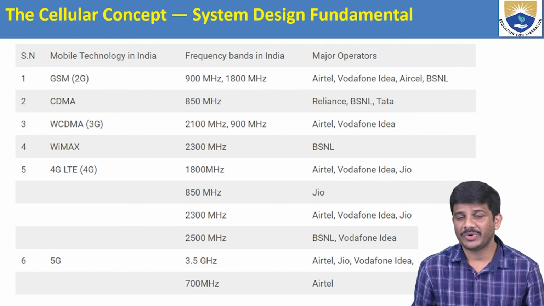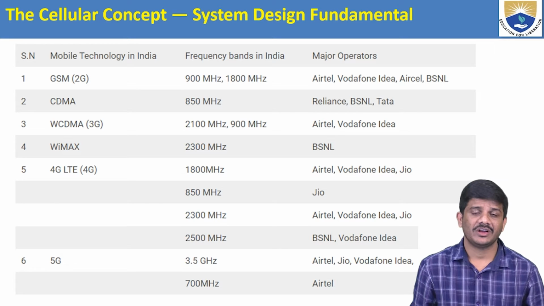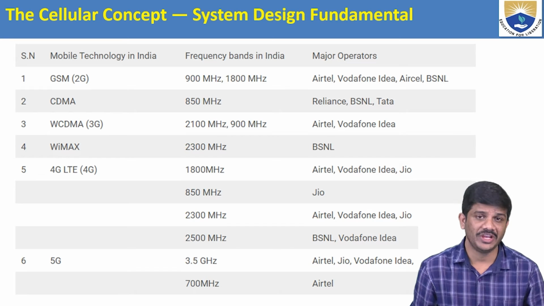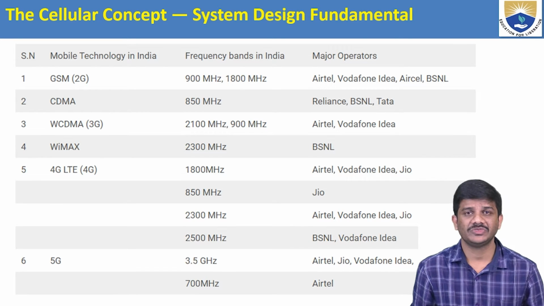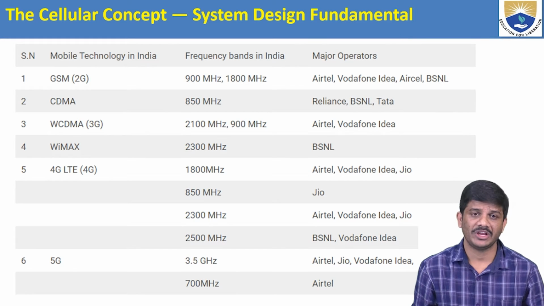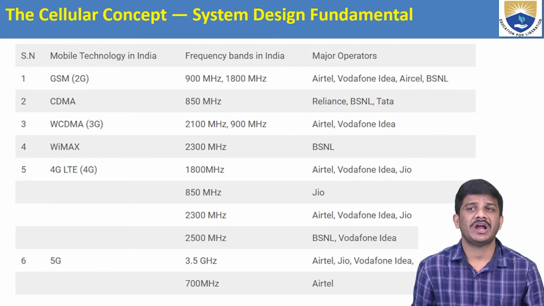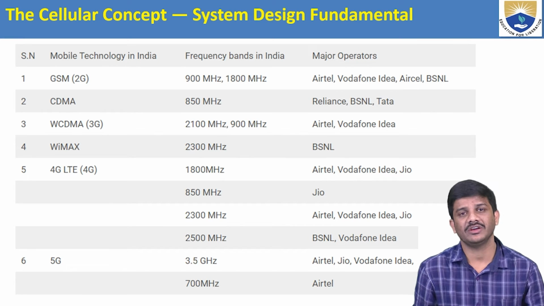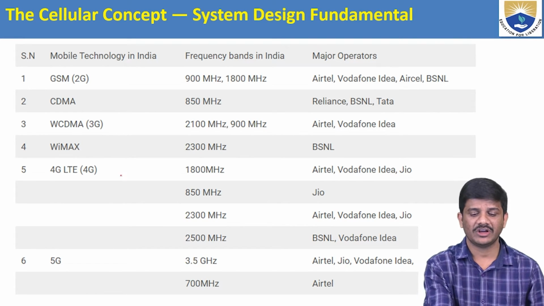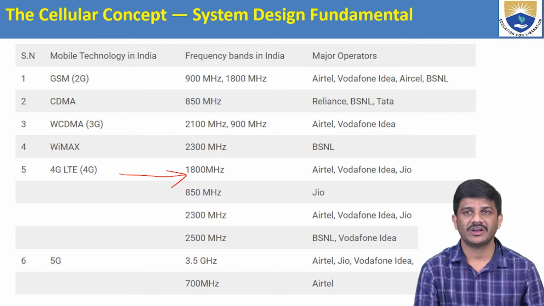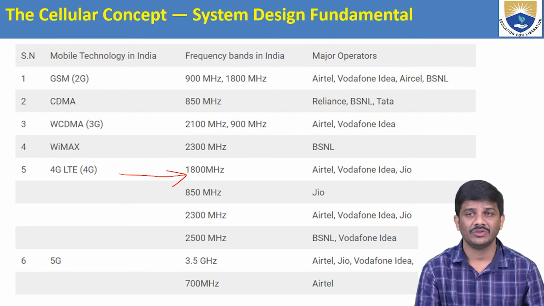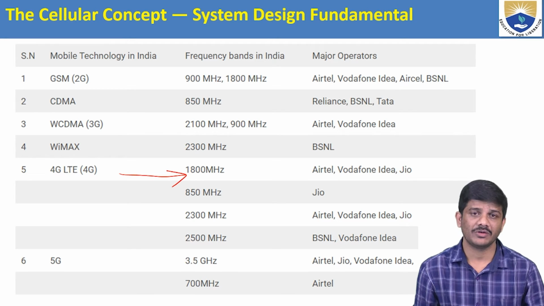Okay, we can also see the major operators here, what the mobile technologies are in India, what the frequency bands are, and who the major operators are. Coming to GSM and CDMA, those are second generation, and in third generation we have WCDMA and WiMAX. In the fourth generation, LTE, VoLTE. For that, what are the frequency bands? What are the operators in India? Nowadays we are using 4G, and the operators providing it are Airtel, Vodafone, and Jio. These are the major operators for the fourth generation.